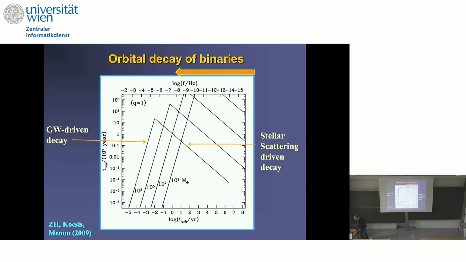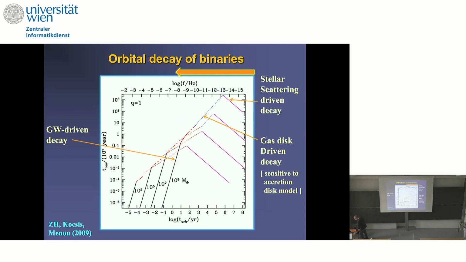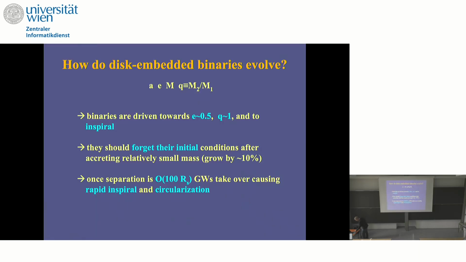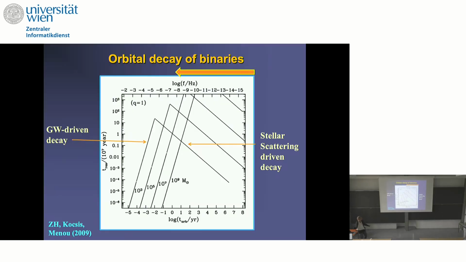Let me just summarize. I think this will be a useful summary. Let me show this cartoon summary. I made this part a bit complicated, but it describes this global view of the evolution of binaries. Here is the frequency, or equivalently the orbital time in years. Here the orbital period is 1 year, nanohertz. This is millihertz, where the orbital period is hours.